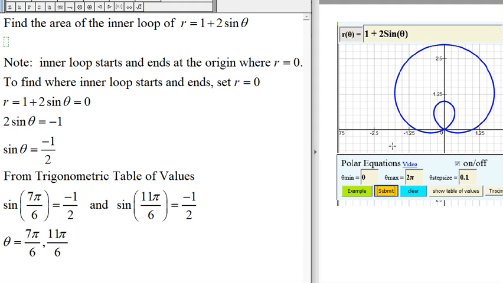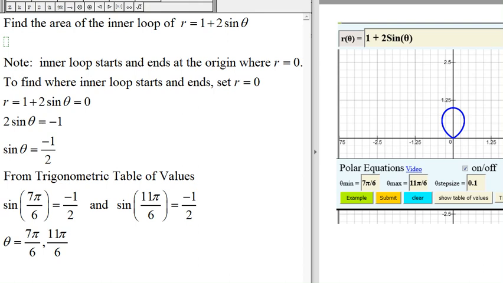Now we go back to the graphing calculator and set theta minimum, which is alpha, at 7 pi over 6, and theta max, which is beta, at 11 pi over 6, and see if we get the inner loop or not. If not, then we just have to try something else. On the graphing calculator, we set it from 7 pi over 6 to 11 pi over 6, and we see that we do get the inner loop.